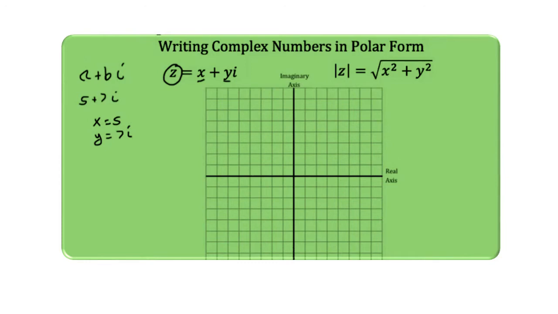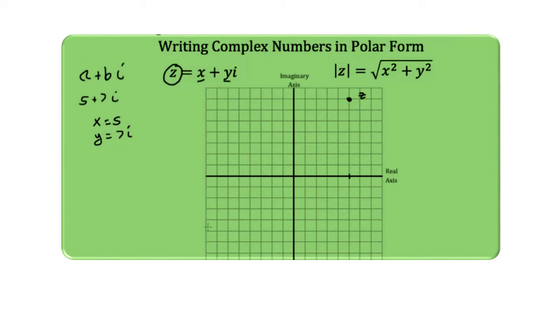And if I wanted to plot this, I would go along the real axis, my real part, or in this case 5 units, and then I would go up along the imaginary axis, my y part, or 7, to this point right here. This is the point z.